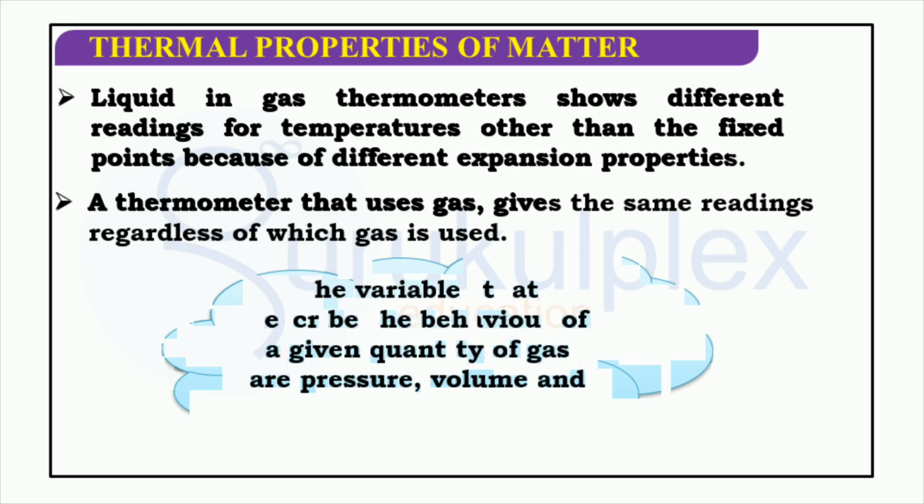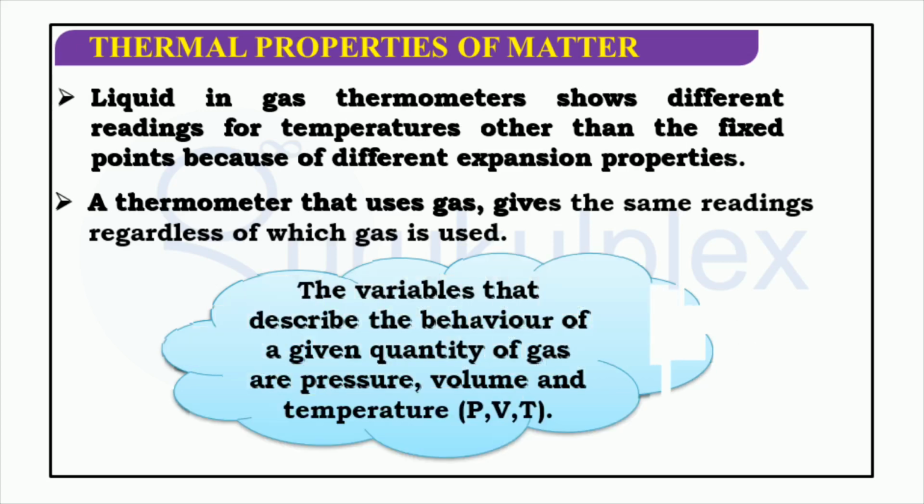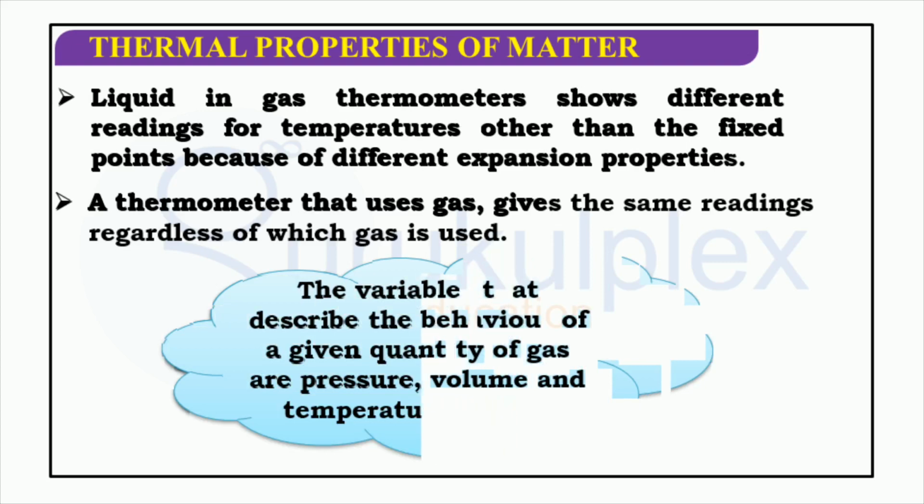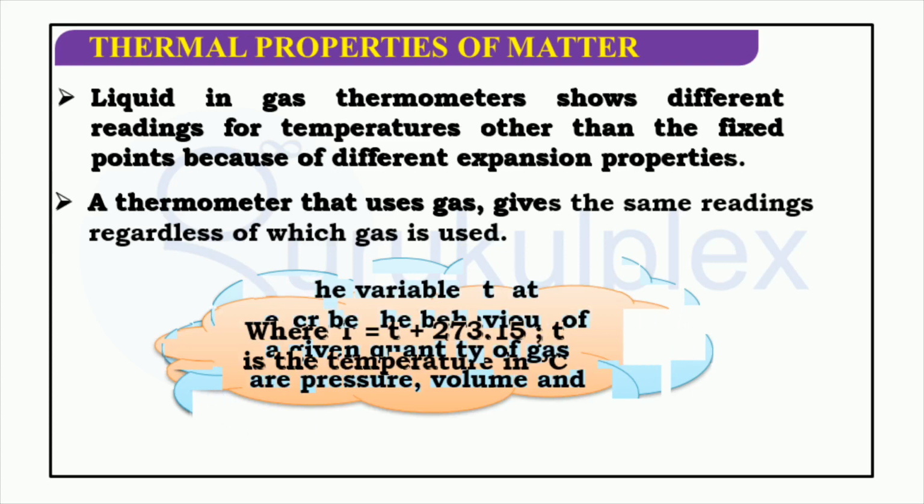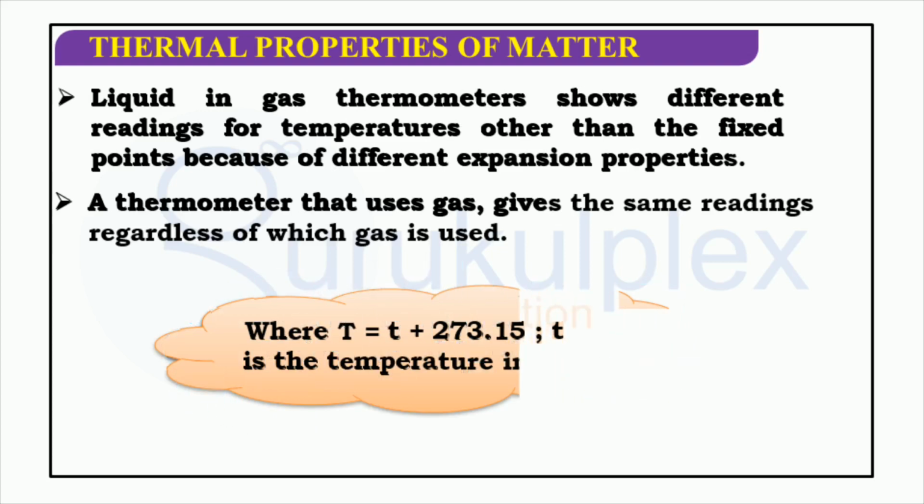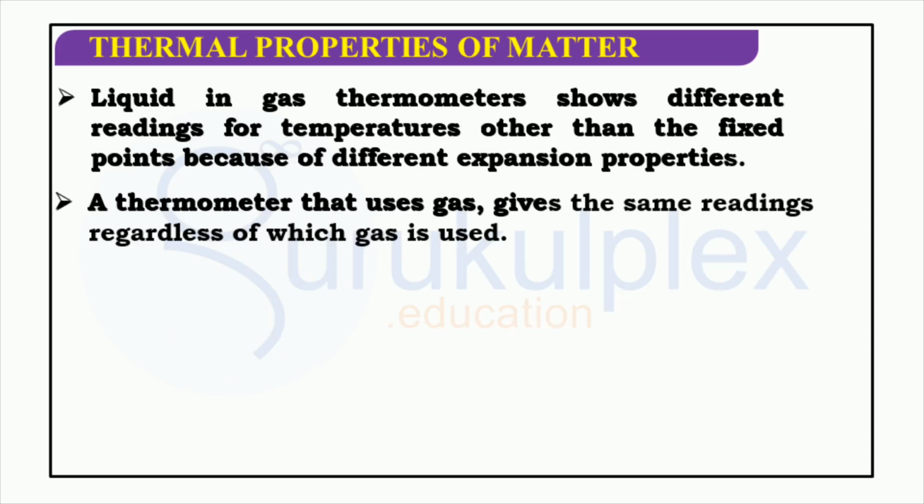Thermometers that use gases, however, give the same readings regardless of which gas is used. The factors that influence the behavior of these gases are pressure, volume, and temperature, written as P, V, T. The temperature, T, can be expressed as T = t + 273.15, where t is the temperature in degrees Celsius.